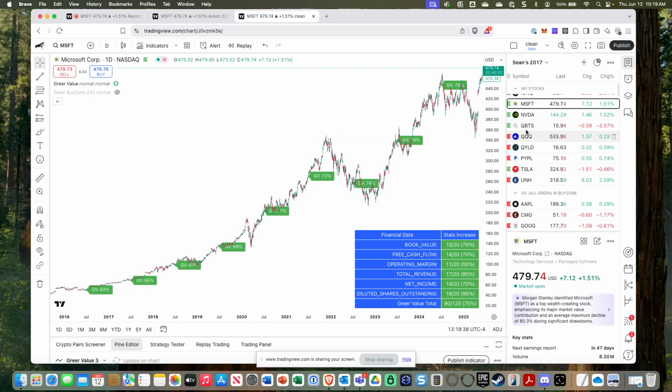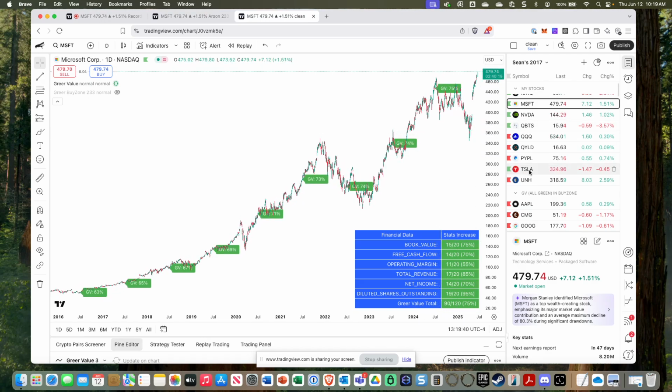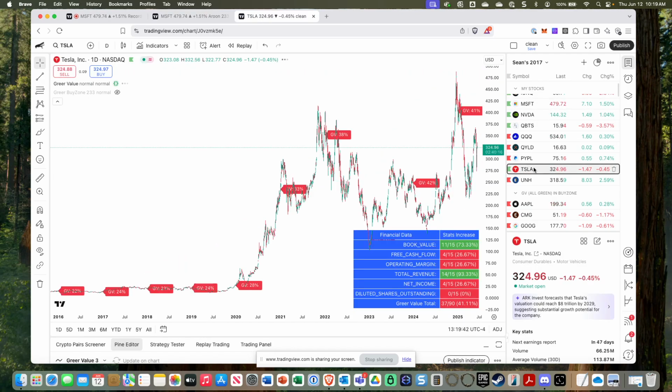Now, if you look at something else, one that's really popular, Tesla is a good example. I still like the stock, and it doesn't mean that it's bad long term, but right now, from a company perspective, their free cash flow has only increased 4 out of 15 years.